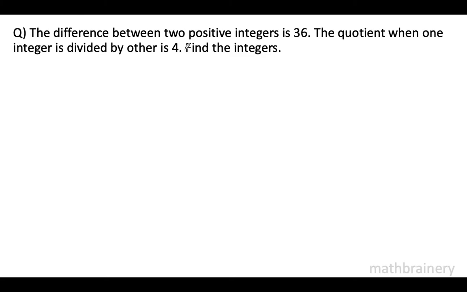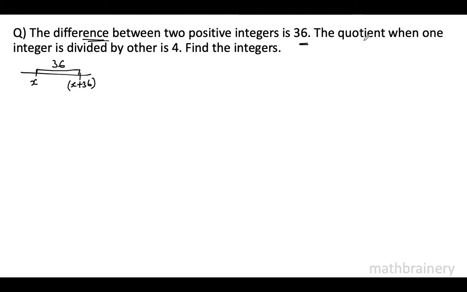The difference between two positive integers is 36. The quotient when one integer is divided by the other is 4. Find the integers. Let's assume it this way. I have a number line. I have two integers on the number line. What is given? The difference between the two integers is 36. That means the difference between these two is 36. So if I assume the smaller number as x, then what should be the bigger number? It should be x plus 36, isn't it?